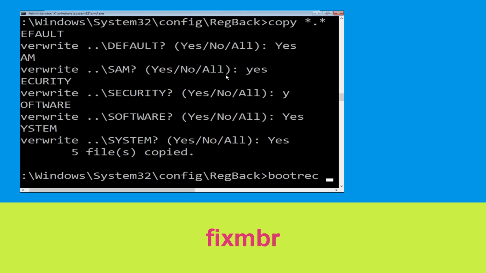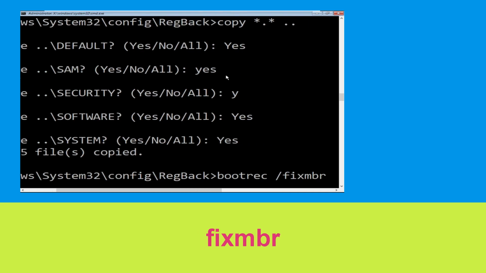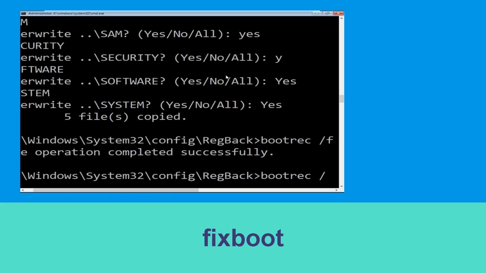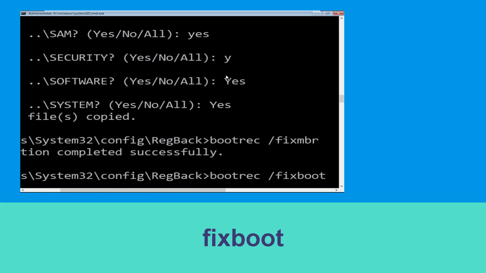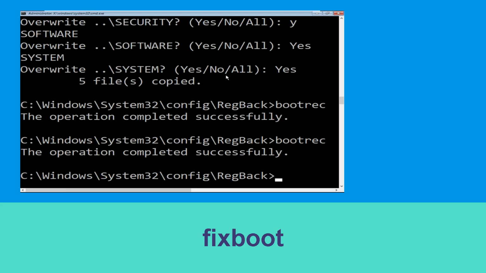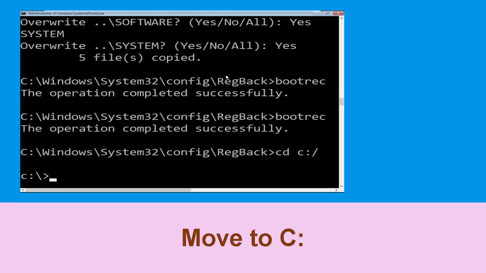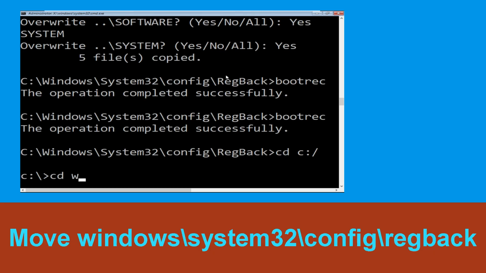Type in bootrec /fixmbr and hit enter to execute the command. Now execute this command. Type in bootrec /fixboot and hit enter. Now type in cd C:\ and simply hit enter to execute the command. Now type cd Windows\system32\config\regback and hit enter to execute.